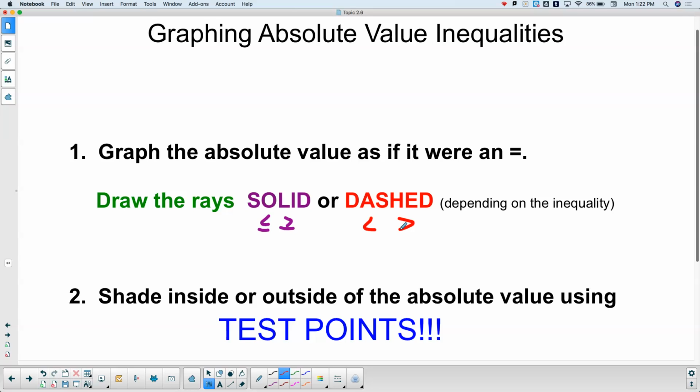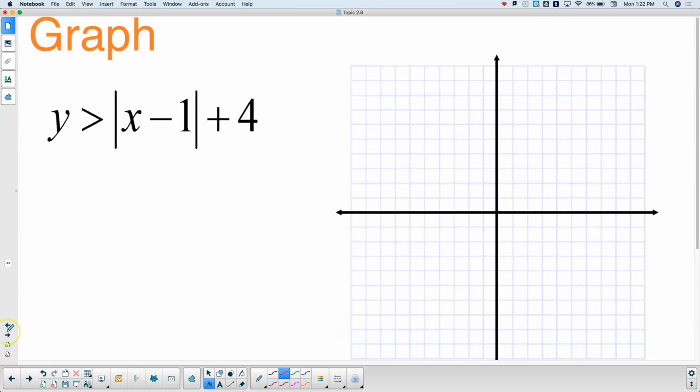Just like before. After we get the absolute value on our graph, we're going to pick a point not on the absolute value. And we're going to test it. True says we're going to test to that side, so it's either inside or outside. False says we go to the other one. Okay? So everything's the same. It's just now that we've got V's instead of lines. Okay? So let's try this one.